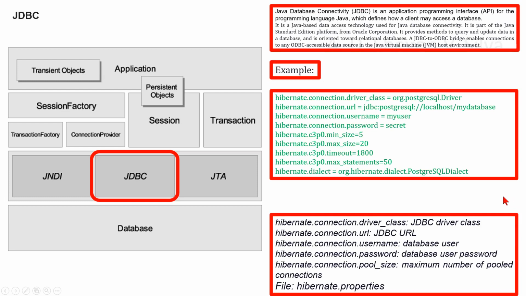Here we can take this as an example. This is in the hibernate.properties file. Here you can see hibernate.connection.driver_class, the JDBC driver class, hibernate.connection.url, the JDBC URL, hibernate.connection.username, the database user, hibernate.connection.password, the database user password, hibernate.connection.pool_size, the maximum number of pooled connections.